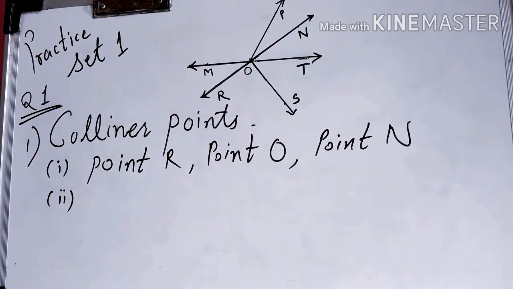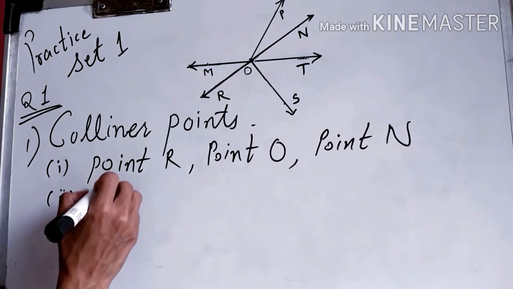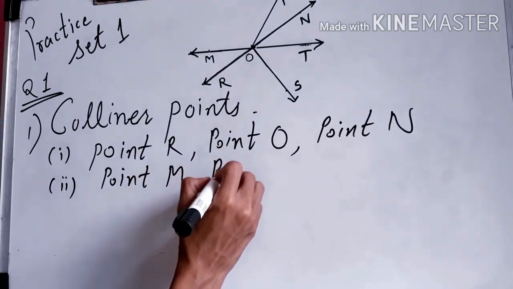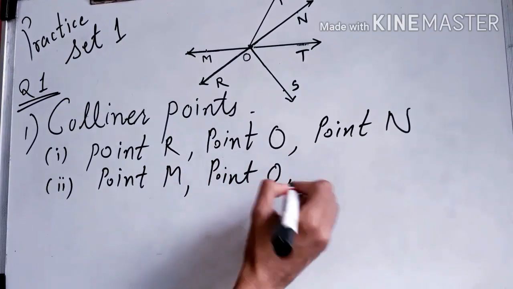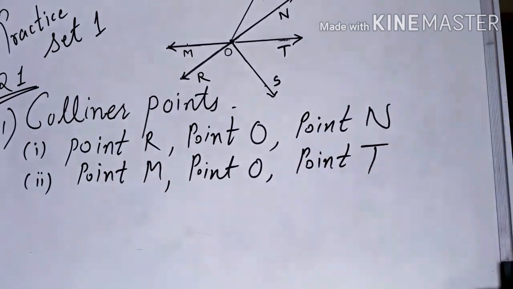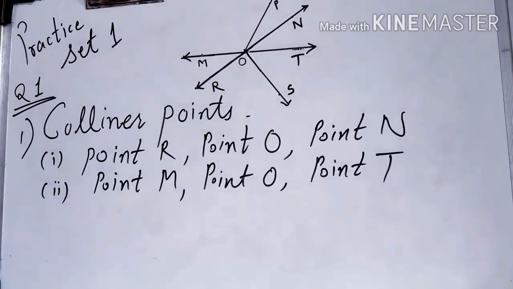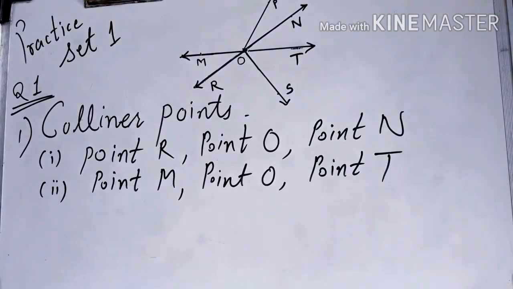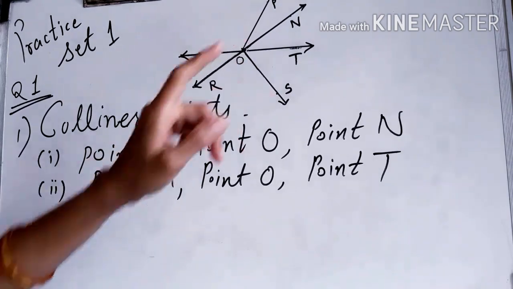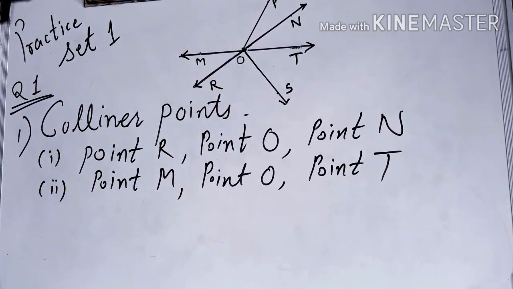Here in this same figure there are more collinear points. Which are they? Here point M, then point O and point T. These points, they are also collinear points. So these three, R, O, N and M, O, T, these two triplets are the collinear points. That means they lie in a single straight line.